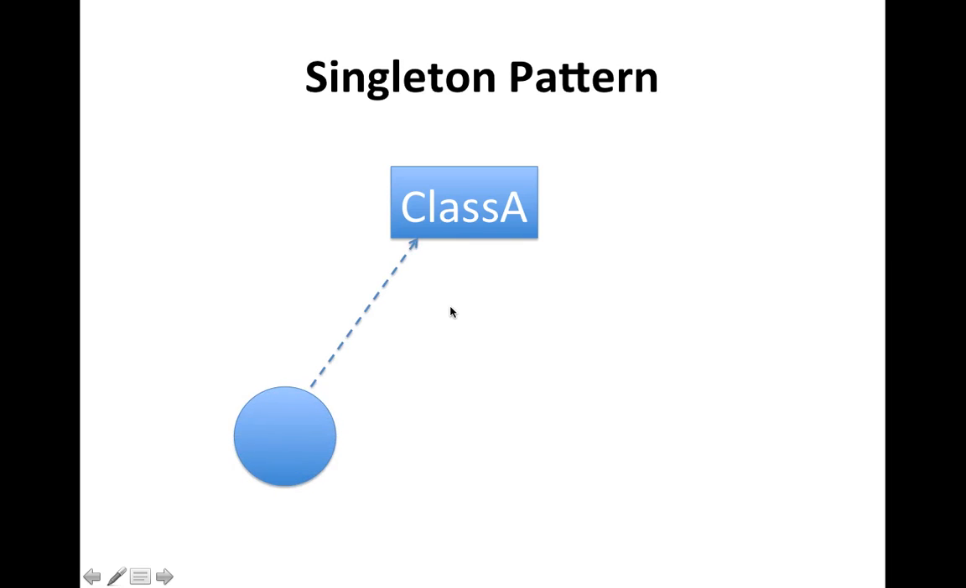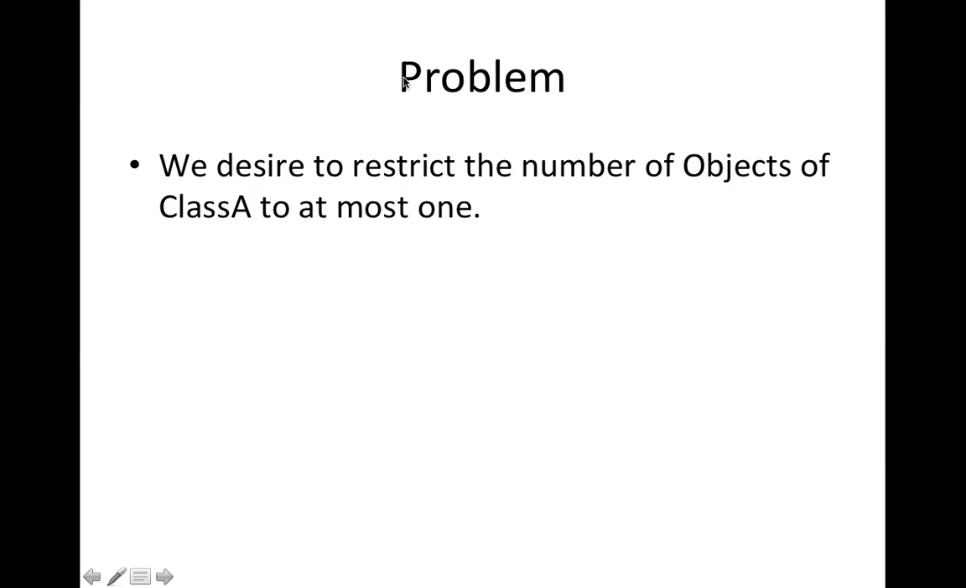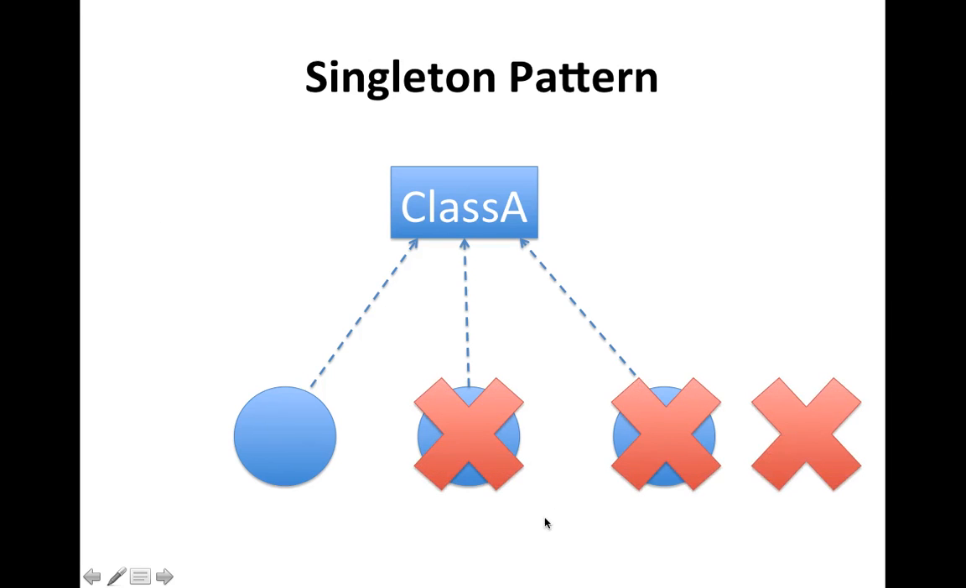One of the simplest design patterns in the object-oriented world is the singleton pattern. Suppose I define a class in my application, let's call it class A, and we know that we can instantiate this class several times in my application. But sometimes it happens during the design that I would like to have only one instance of class A during the application runtime. So the problem is we desire to restrict the number of objects of class A to at most one. So I don't want these extra objects. I just want to have only one object of type class A.